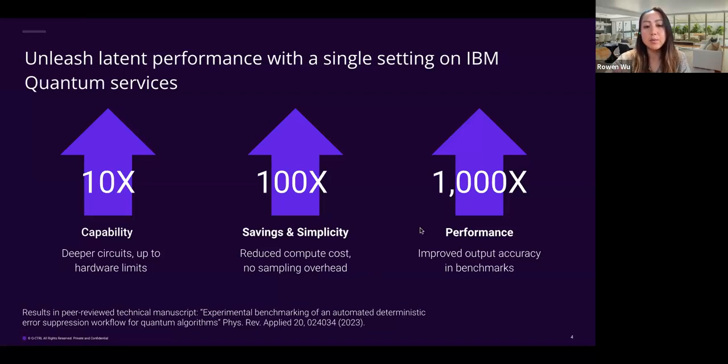And so broadly, users are able to really reduce the amount of overhead that they have to expend getting to the right answer. And then users are able to achieve 1,000 times improved performance. This performance is measured in accuracy in benchmarks. And all of this information can be viewed in our peer-reviewed technical manuscript, which is cited below and shows how we've achieved these results on a number of different benchmarking algorithms.